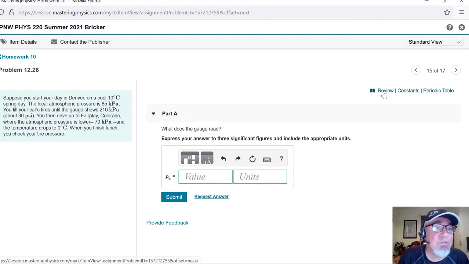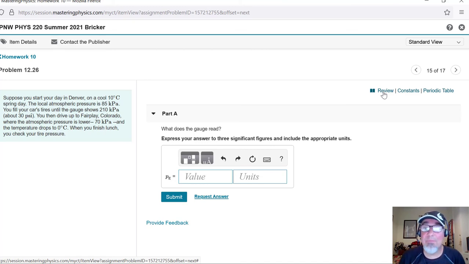Suppose you start your day in Denver on a cool 10 degrees Celsius spring day. The local atmospheric pressure is 85 kilopascals. You fill your car's tire until the gauge pressure reads 210 kilopascals, which is about 30 psi. You then drive up to Fairplay, Colorado, where the atmospheric pressure is lower and the temperature drops to 0 degrees Celsius. When you finish lunch, you check your tire pressure. What does the gauge read?